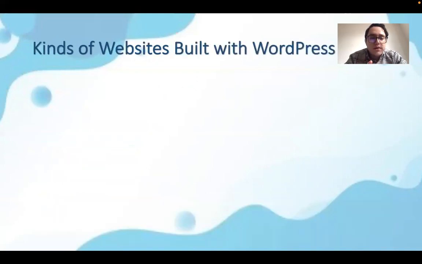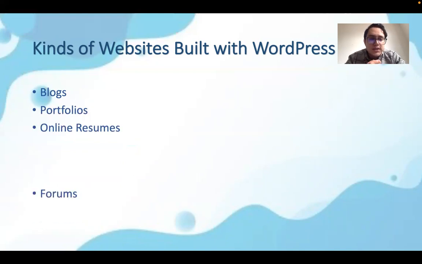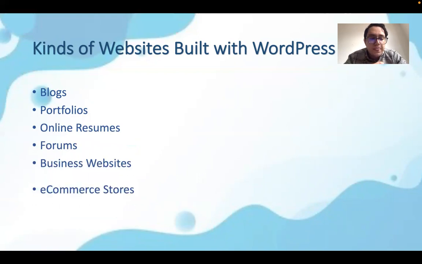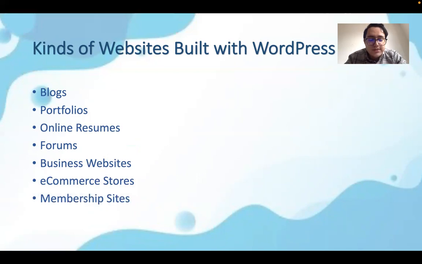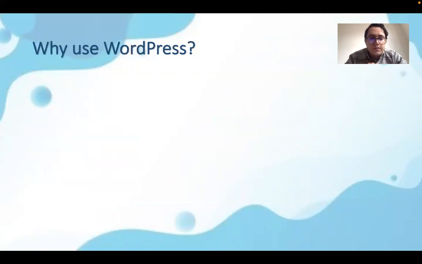Now, let's talk about kinds of websites you can build using WordPress. You can do blogs, you can do portfolios, you can do online resumes, you can do forms, business websites, e-commerce stores, membership sites, social networks, and so on.